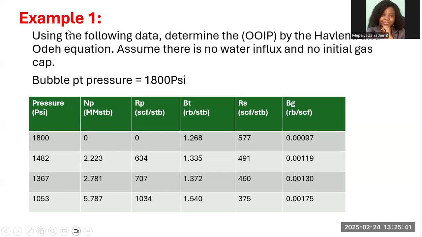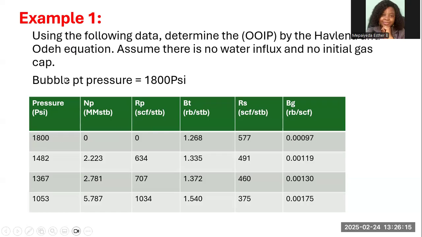So example 1, we have the question here saying, using the following data, determine the OOIP by the Havlena and Odeh equation, assuming there is no water influx, okay? So W is 0 and no initial gas cap. So you remember your initial gas cap is M. So M is 0. One interesting thing about this question, because you must first of all understand the question, understand the reservoir that is being described in the question, the state of the reservoir, the drives in play during the production life of that reservoir.